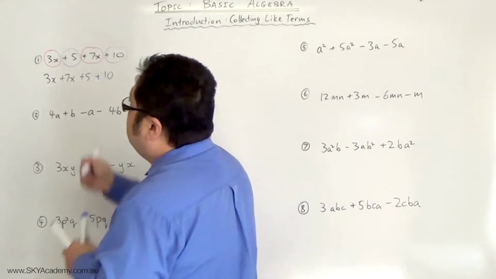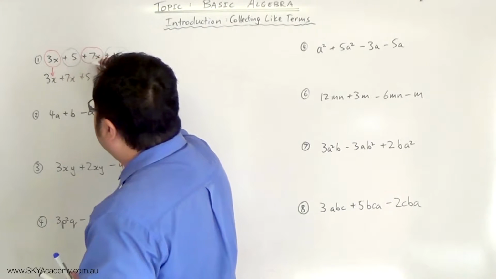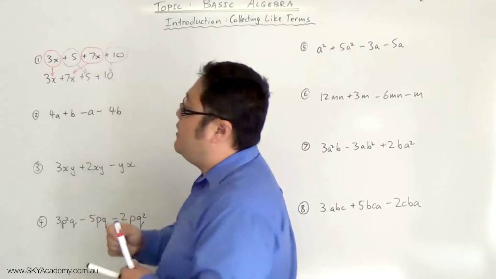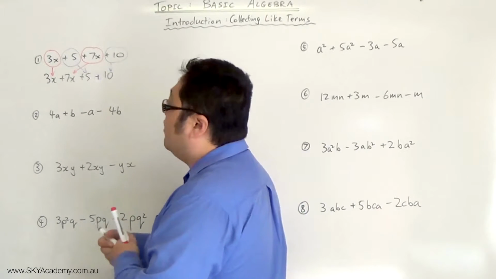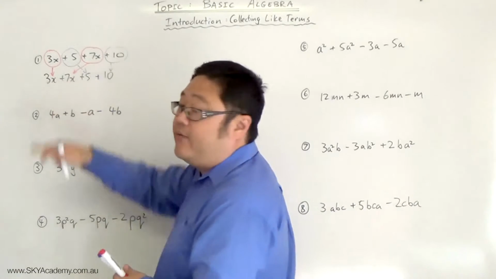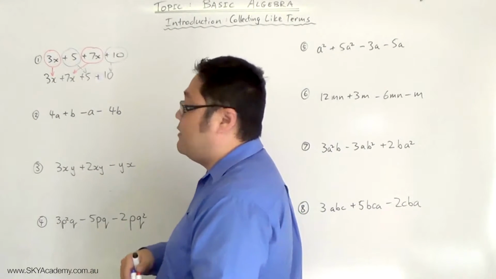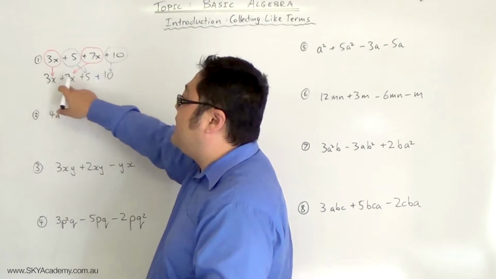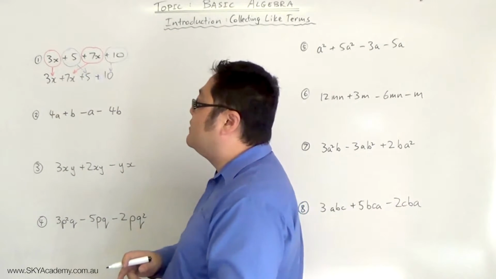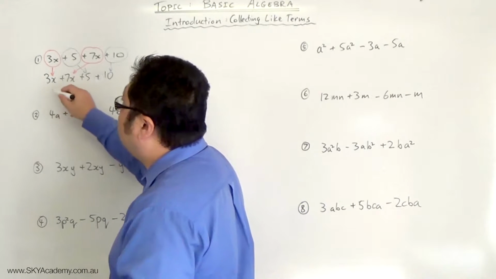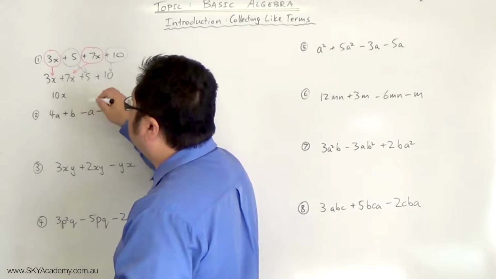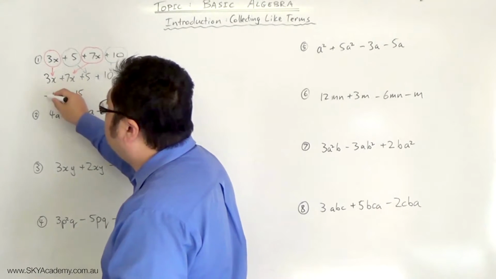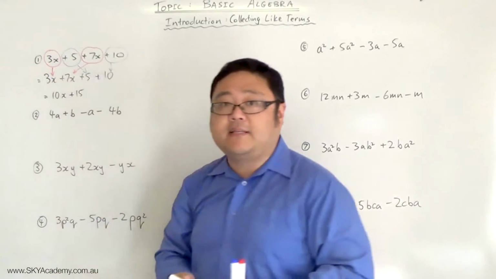So what we've done is we've moved this over here, this over here, this over here, and this over there, right? Which means that what we can do is 3x plus 7x, right? So if you had x for X-ray scans, if you had 3 X-ray scans and you added 7 X-ray scans, you'd have how many? You'd have 10 of them. 10x, 5 plus 10 is 15, so plus 15, and that would be your answer. Does that make sense?